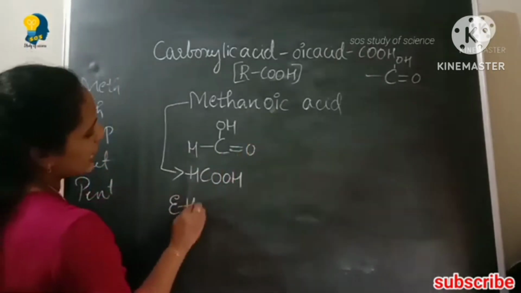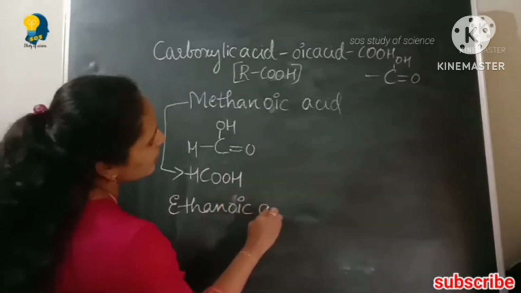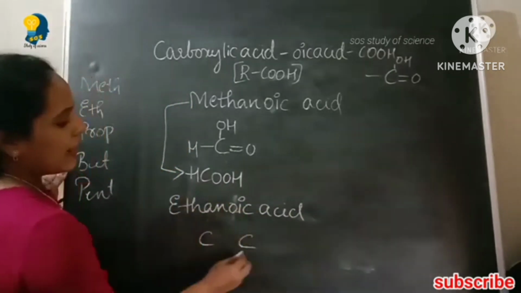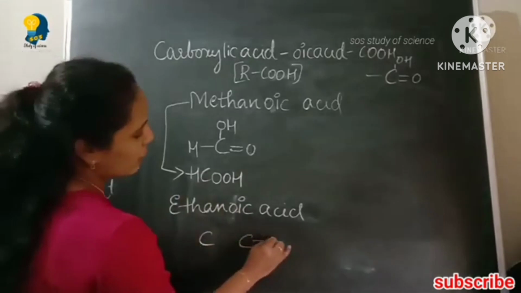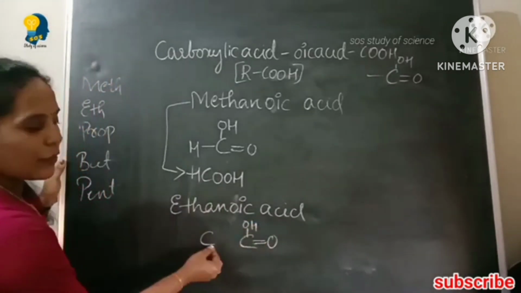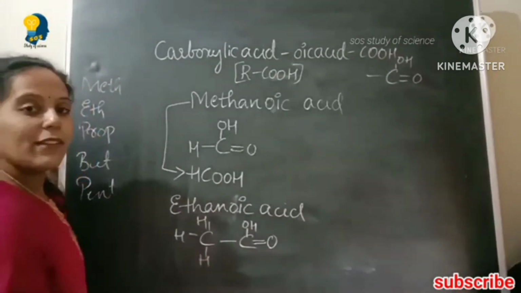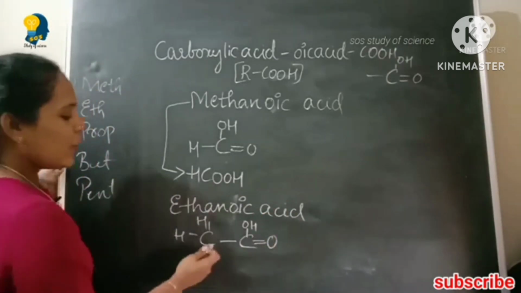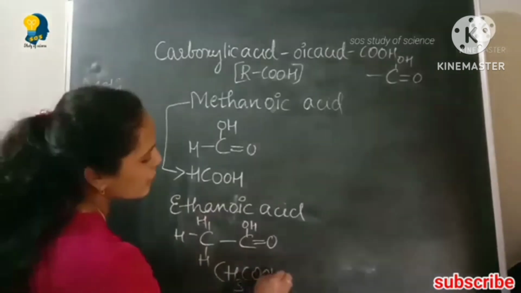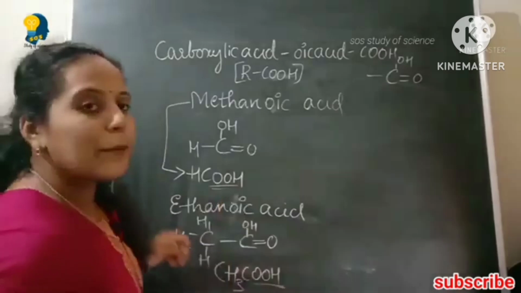Eth. So ethane, remove E and write OIC: ethanoic acid. Eth, 2 carbon, correct. And this carbon is itself our functional group, COOH. The rest, 1 carbon, is now surrounded by hydrogen. So how can we write the molecular formula? Simple. Look at this, CH3, and COOH is the functional group. Do not disturb the functional group, guys. Let it be as it is.